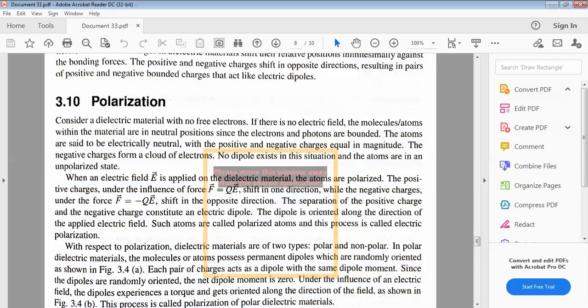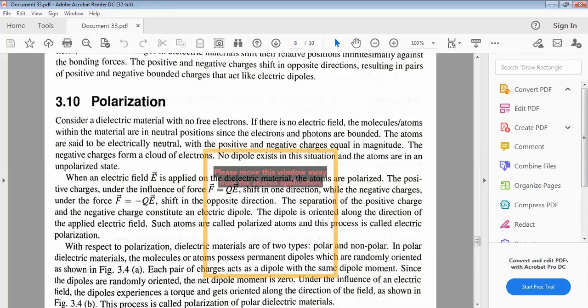Consider a dielectric material with no free electrons. Obviously, a dielectric material doesn't have any free electrons. If there is no electric field, the molecules or atoms within that material are in a neutral position, since the electrons and protons are bounded, because of no external forces. The atoms are electrically neutral at that time, with positive and negative charges equal in magnitude.